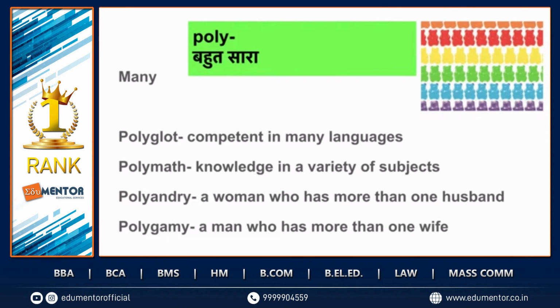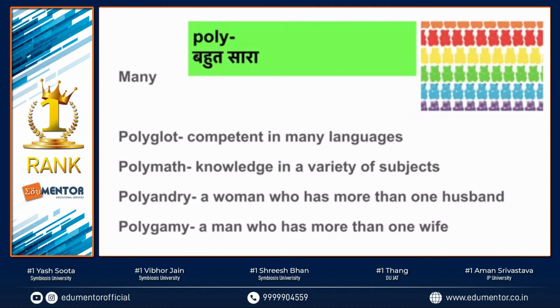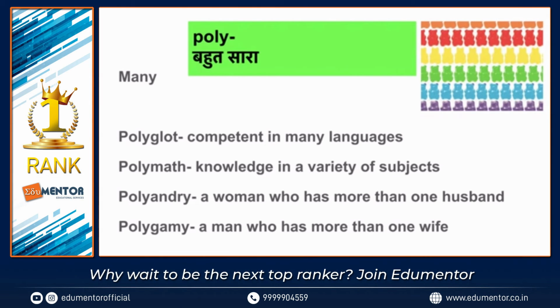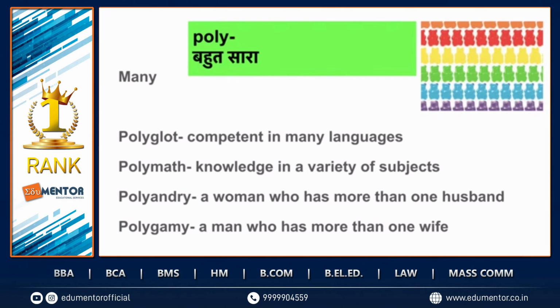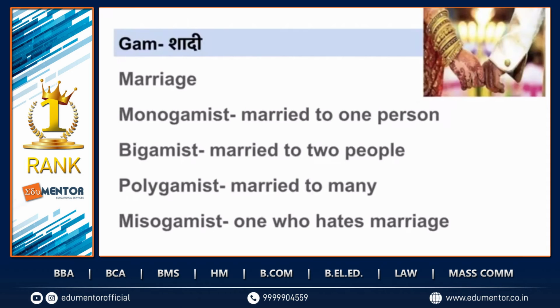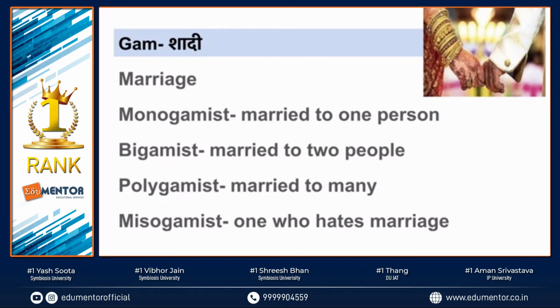And polygamy, gam root word means marriage. So a man who has more than one wife, or whenever anyone has more than one marriage, that's called polygamy. Okay? So polyglot, polymath, polyandry, polygamy, all come from the root word poly, which means many. Gam, like I told you, is a root word associated with marriage, right?